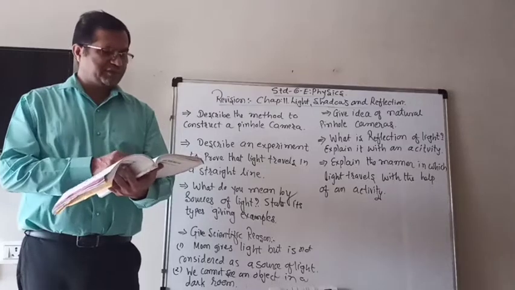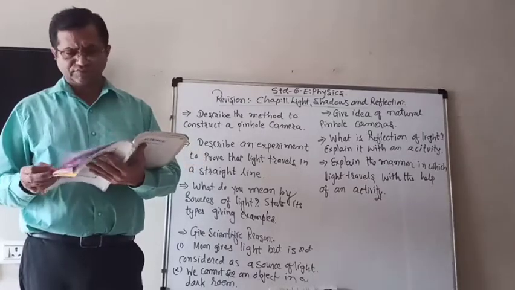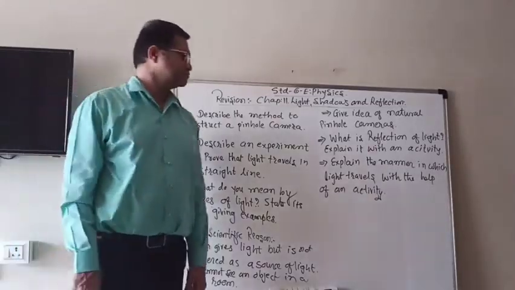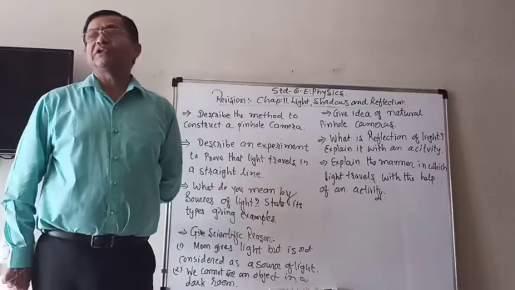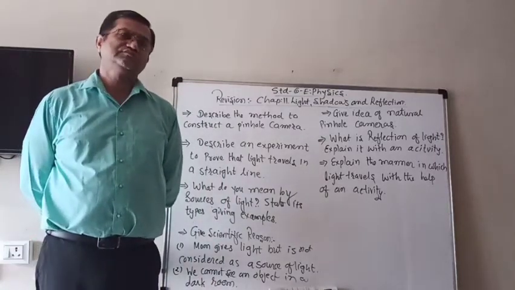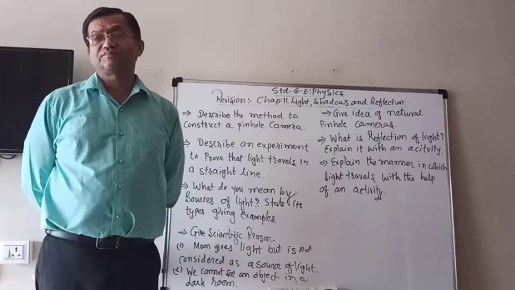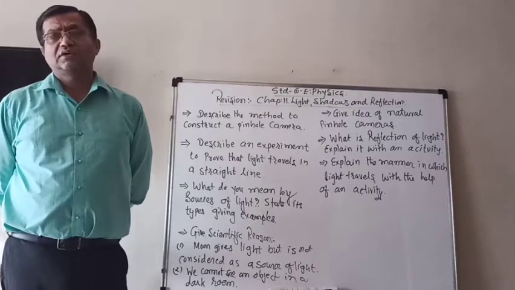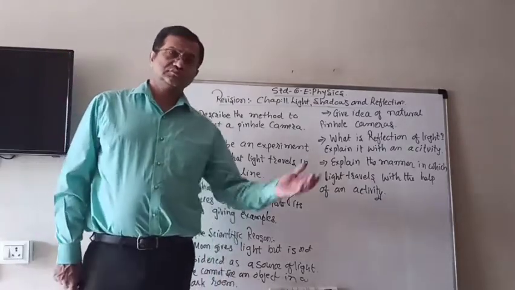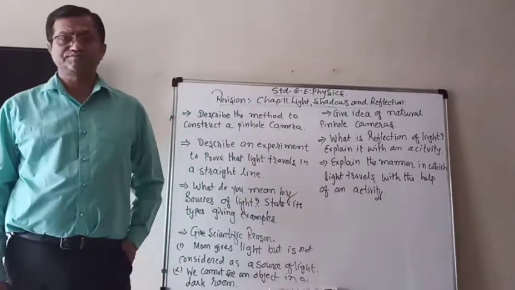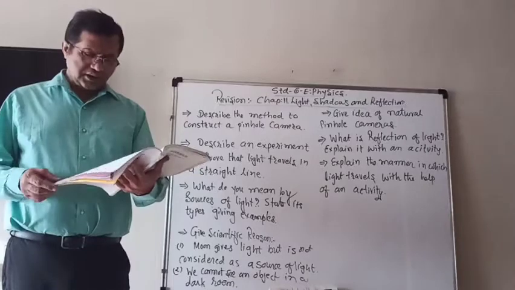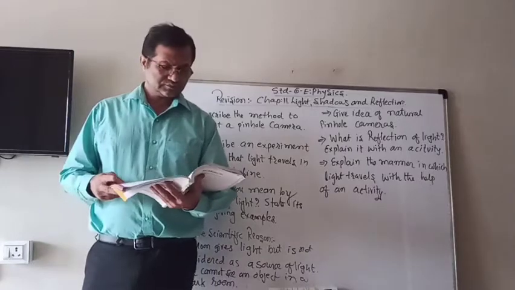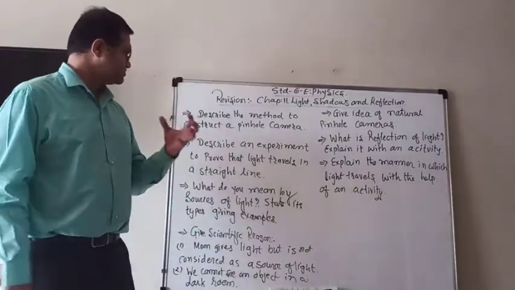Now in the previous session we learned about luminous objects and non-luminous objects, and we learned the different types of objects, like transparent, translucent and opaque, on the basis of passing the light through them. Then we also learned about the shadow, how the shadow is formed.